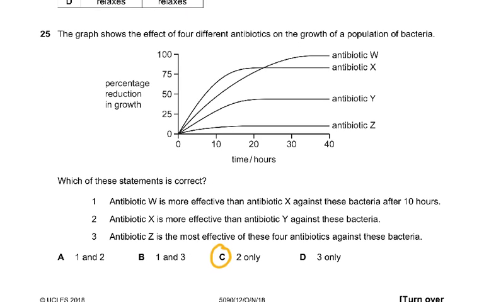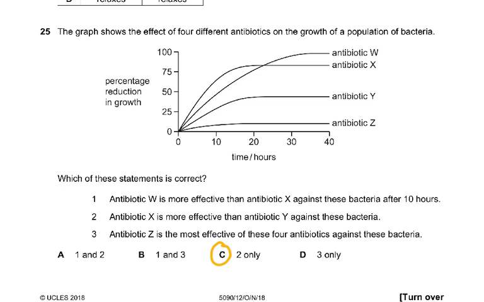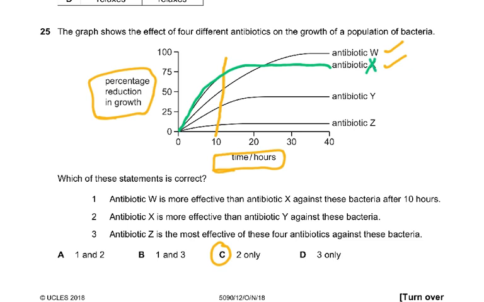Now, if you look at question 25, the graph shows the effect of four different antibiotics on the growth of a population of bacteria, antibiotics W, X, Y, and Z, and the percentage reduction in growth. Now, it's important that you look at the y-axis. It's the percentage reduction in growth, and this is the time in hours. Now, which of these statements is correct? Antibiotic W is more effective than X. See it carefully, against these bacteria after 10 hours. Now see where X is. Let's mark X. This is X. And this is W.